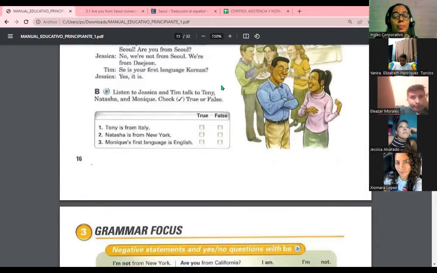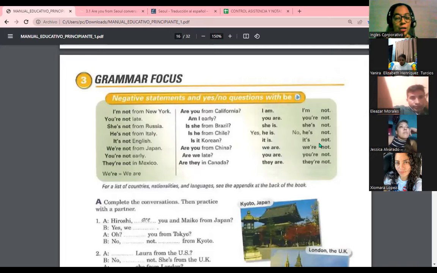This is a listening, but we don't have the audio. So, but in this night, we are going to focus on this one, as you can see. We have to practice with country, right? For example, where are you from? I'm from El Salvador. Or where do you live? I live in Cojutepeque, whatever. Okay, negative statements and yes/no questions.